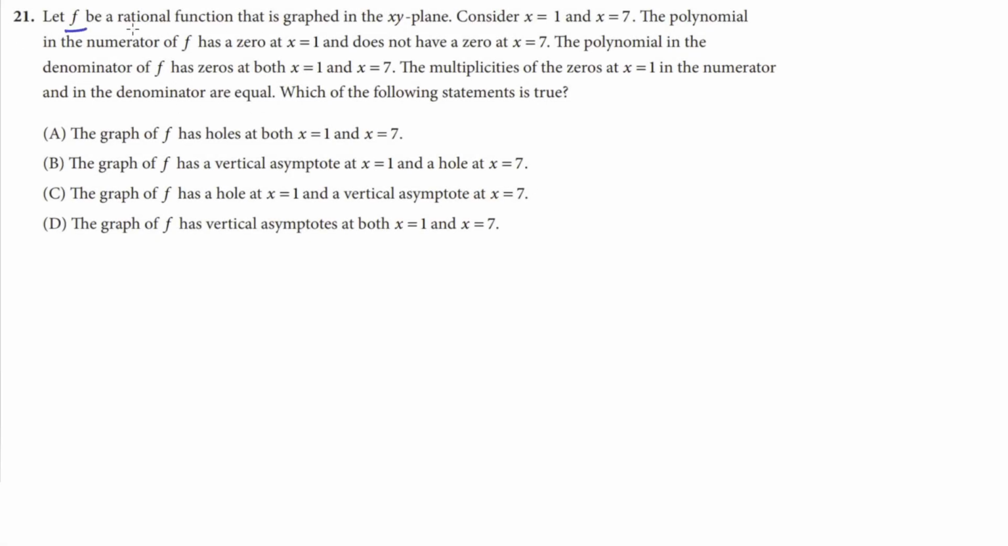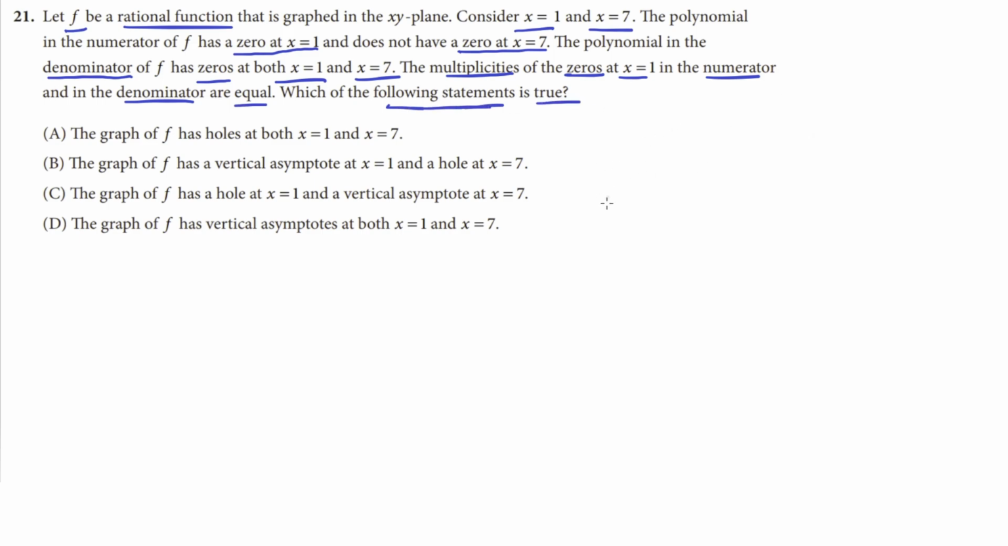Let f be a rational function that is graphed in the xy plane. Consider x equals 1 and x equals 7. The polynomial in the numerator of f has a 0 at x equals 1 and does not have a 0 at x equals 7. The polynomial in the denominator of f has zeros at both x equals 1 and x equals 7. The multiplicities of the zeros at x equals 1 in the numerator and the denominator are equal. Which of the following statements is true?